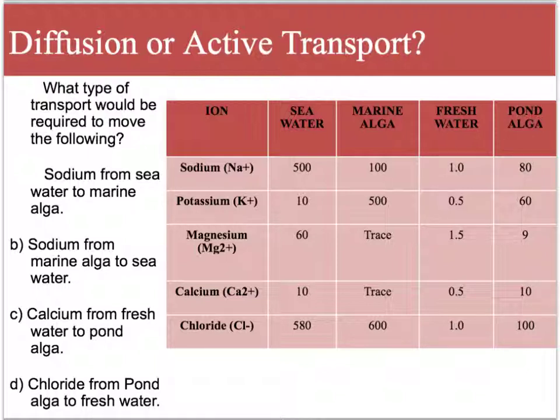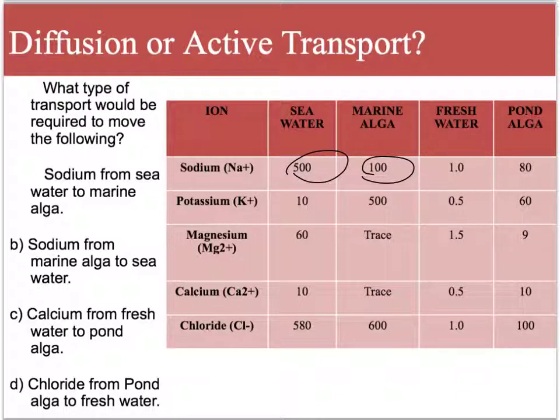So for the first one, I want to move sodium from seawater, which is 500, to marine alga, which is 100. So I'm going from an area of high concentration to an area of lower concentration. I'm going from higher to lower, therefore it's just going to be simple diffusion. If I wanted to move sodium from marine alga to seawater, so again I've got sodium from marine alga, which was 100, to seawater, so from 100 to 500. So I'm going from an area of low concentration to an area of higher concentration. Therefore, it's going to be active transport.